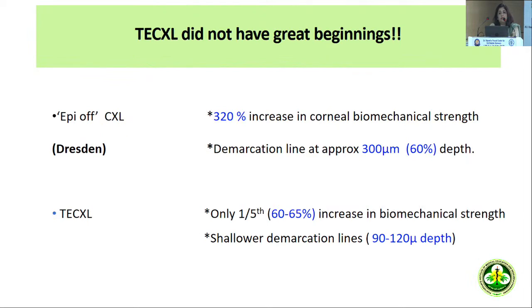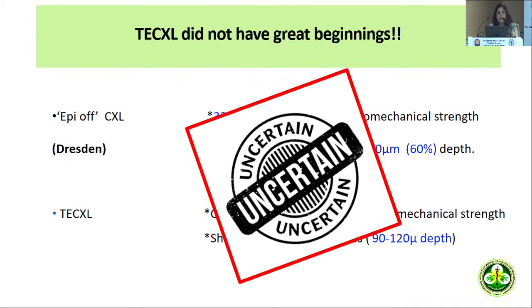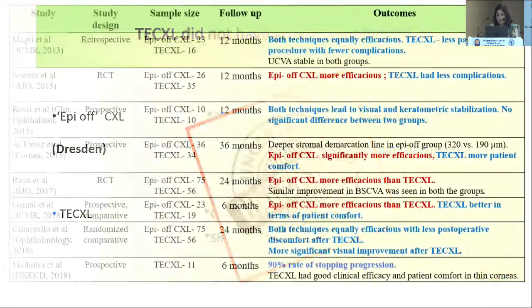However, transepithelial CXL did not have great beginnings, because epi-off CXL was shown to increase the biomechanical strength by around 320% as compared to baseline and have a demarcation line at approximately 300 micron depth. On the other hand, transepithelial showed an increase of biomechanical strength only one-fifth that of the epi-off procedure, and it was shown to have shallower demarcation lines. That was in the beginning, somewhere around 2008, 2009. And so there was this stamp of uncertainty: is this a procedure which works? And are we doing right by our patients if we are doing this?